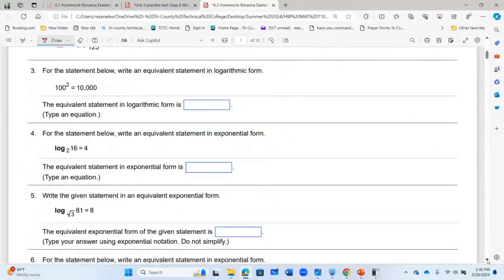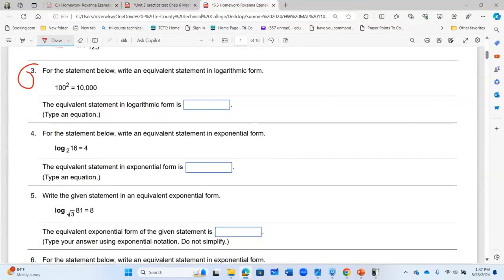Okay, this is 6.3, everybody. This is 6.3 homework for tonight. That will help a lot when you start. Okay, and after doing homework for tonight, I will actually get into practice tests. All right, so for the statement below, write the equivalent statement in logarithmic form.